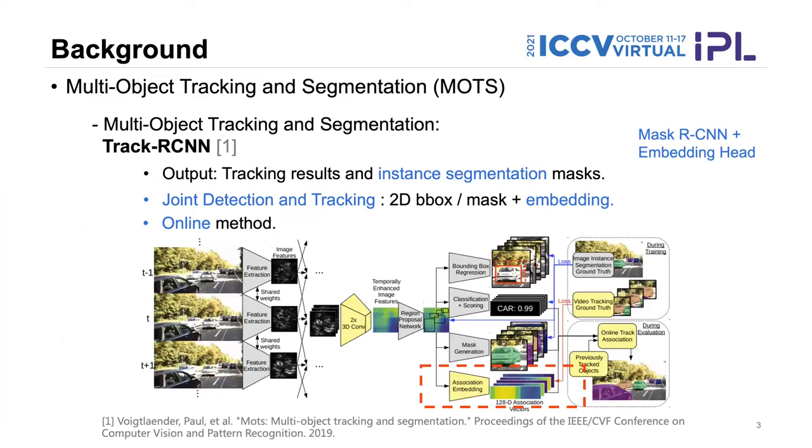As we know, the recently proposed multi-object tracking and segmentation task requires people not only to provide the tracking results, but also the segmentation maps as well. TrackR-CNN actually utilized a joint detection and tracking framework by adding a separate association embedding head. The embedding head is inspired by the embedding vectors used in person re-identification, and each association vector represents the specific identity of an object, which is extremely important for tracking. As this method only focuses on one frame at a time, it is an online method.